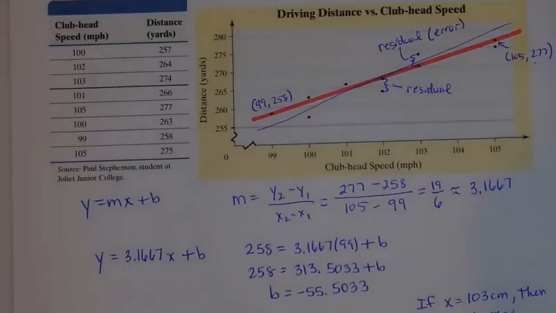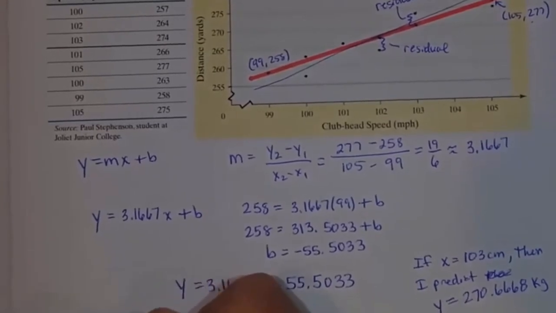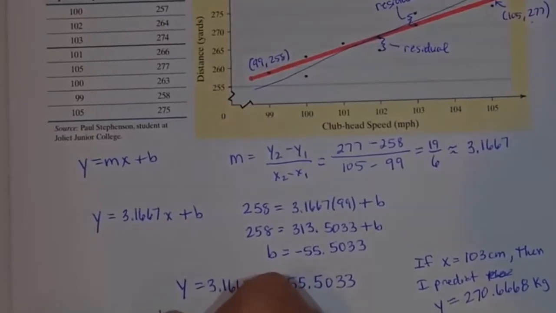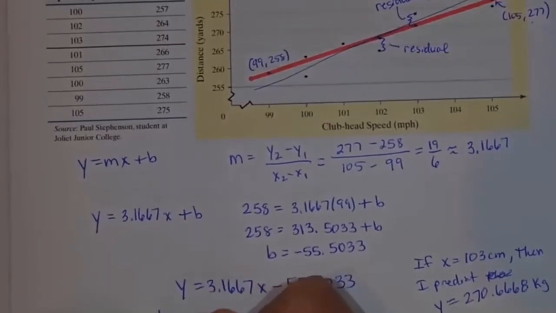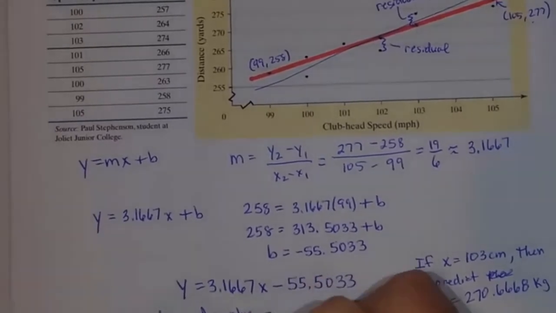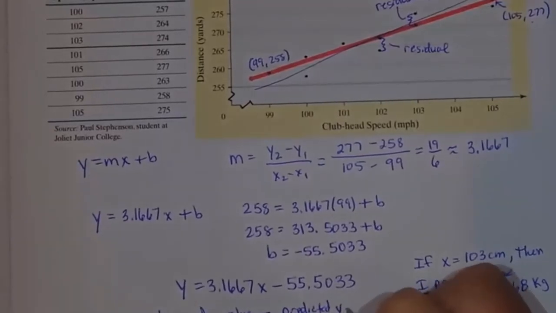Now there's a problem with that. First of all, in order to calculate the residual, we're going to find the difference between the predicted Y value and the actual Y value. So a residual is going to equal the observed Y value minus the predicted Y value.